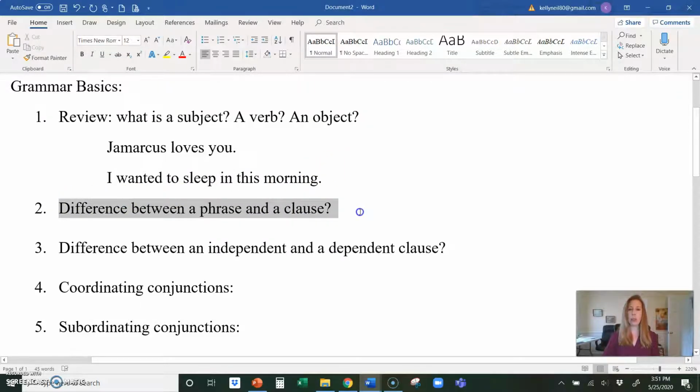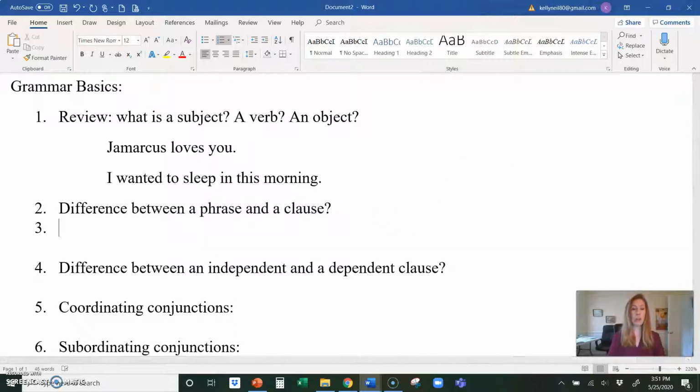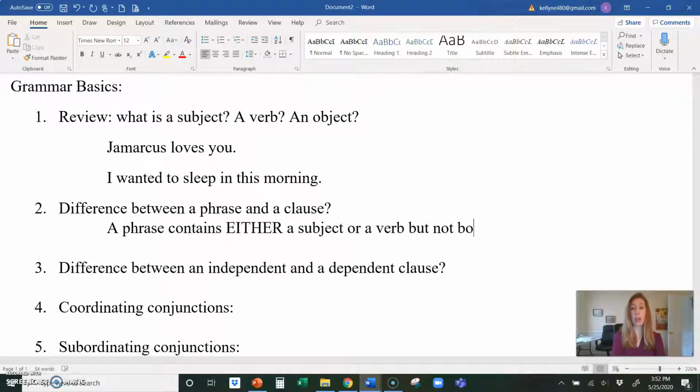Number 2, let's talk about the difference between a phrase and a clause. Does anybody know? Maybe you've heard this before. So the difference between a phrase and a clause, I will type this up here. A phrase contains either a subject or a verb, but not both. Okay, so let that sink in for a minute. A phrase contains either a subject or a verb, but not both.